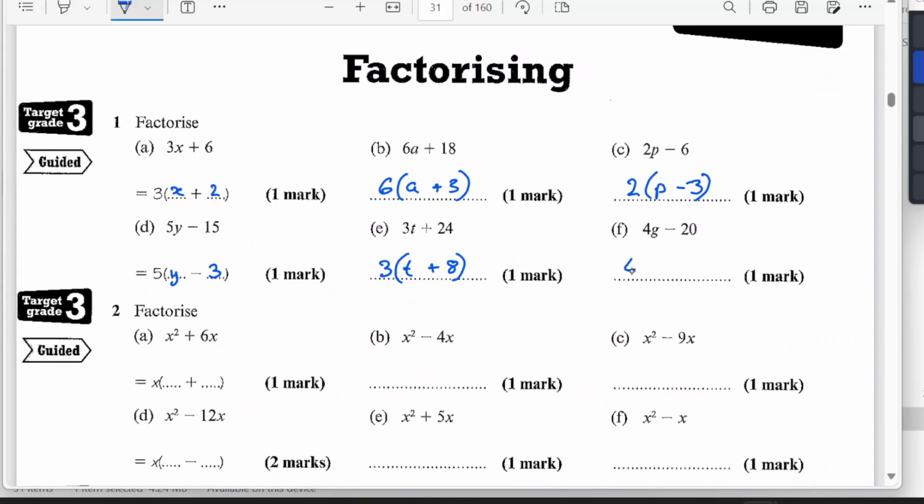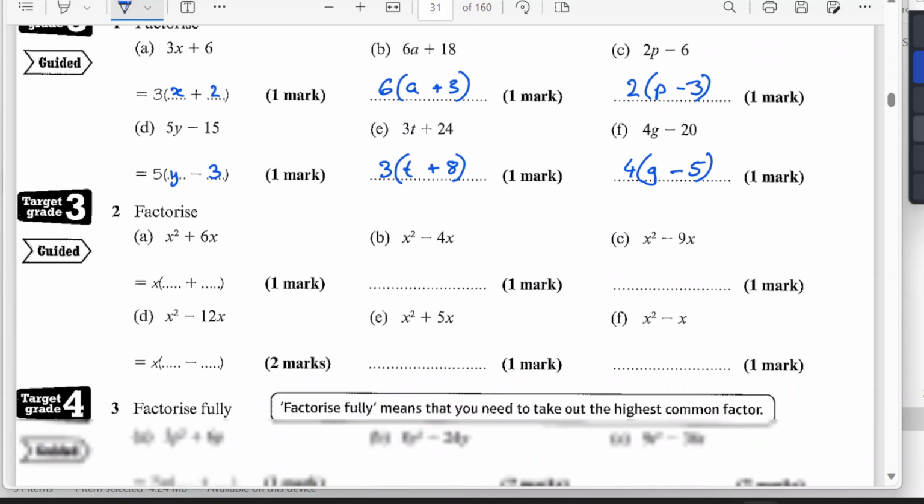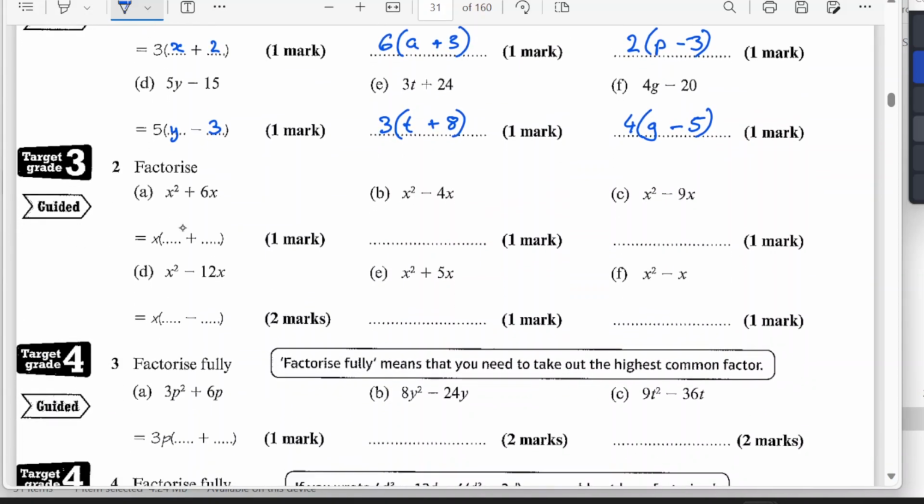We need to times 4 by g to get 4g, and we need to times it by minus 5 to get minus 20. And that's our question 1 done. Question 2, we're taking it up a level. We've got some algebra that we can take out, not just a number. And for all of them, we've only got algebra that we can take out.